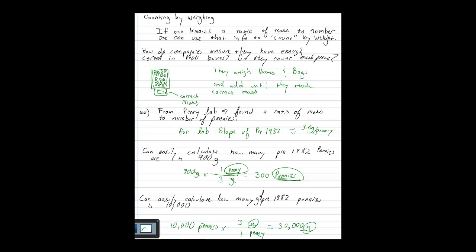So that's an easy way. Notice how your units cancel out up here, and we're left with the units we want to find: pennies and pennies, and grams. So this is how chemists count particles. As you know, particles are very, very small, so we can't really count them. But we know that there's a mass ratio that exists so that we can count by weighing. We're going to be using that for the rest of the year, so it's an important concept to understand.